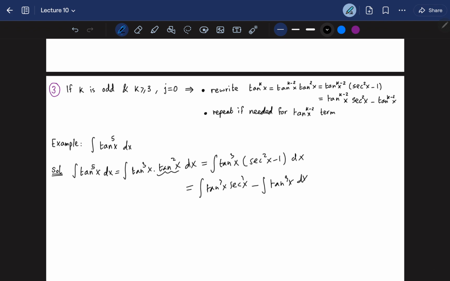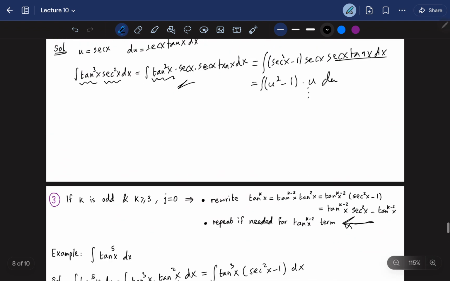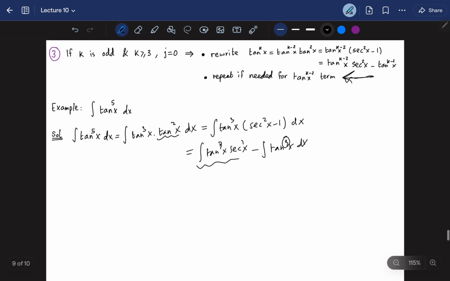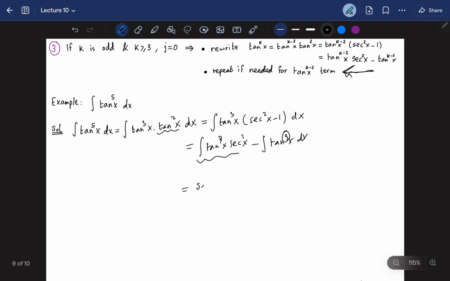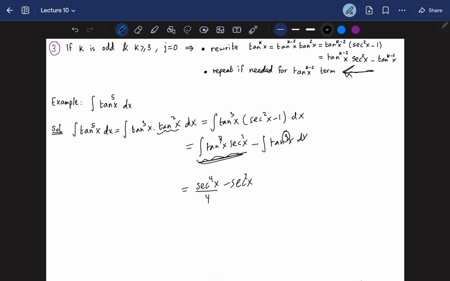Now, tan cubed is again a k with an odd power and j equals 0. So I'm going to repeat the same process again. So that's why we need to repeat it if needed. And now this part here is just the same integral that we did here with tan odd secant even. This one. It's the same process. So now I'll give you the answer in the end. This is just secant to the 4th over 4 minus secant squared x for this part, using the example that we did above.